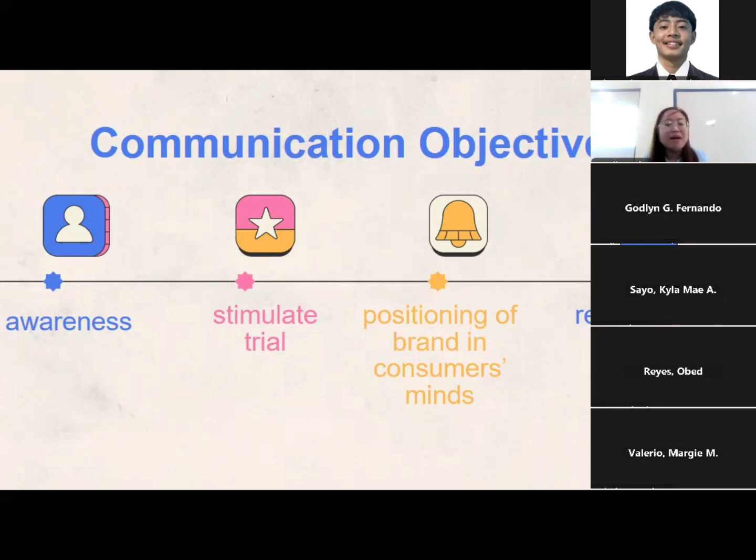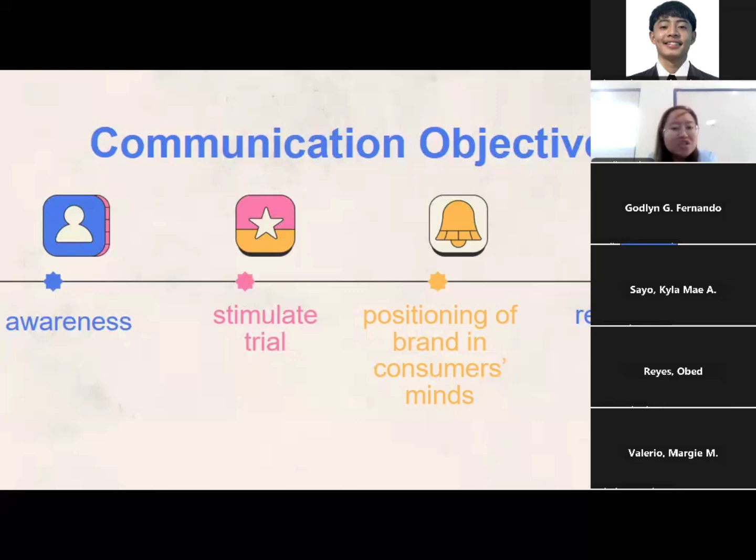And in terms of remind and reinforce, Colgate runs consistent advertisements reminding consumers about the benefits of regular brushing with their toothpaste, reinforcing the idea of oral health in their daily routines.